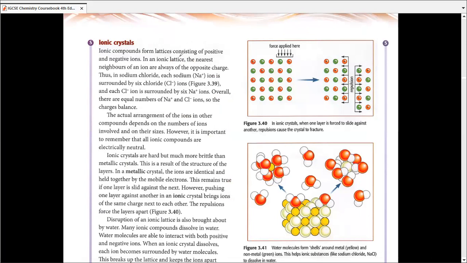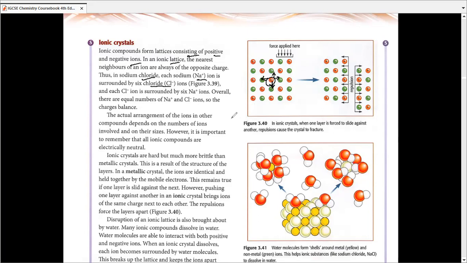Now, if you take a look at the ionic lattice, it actually consists of alternate positions of positive and negative ions. In an ionic lattice, the nearest neighbor of an ion is always of the opposite charge. Pick a positive one, the next one is negative on all ends, no matter which end you look at. So when we talk about sodium chloride, every sodium ion is surrounded by 6 chloride ions. Sometimes students wonder how come it's surrounded by 6 and not by 4.